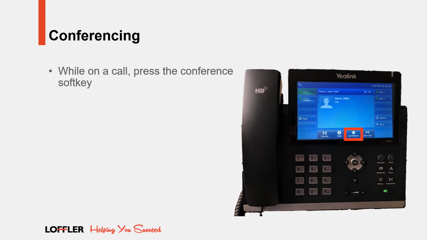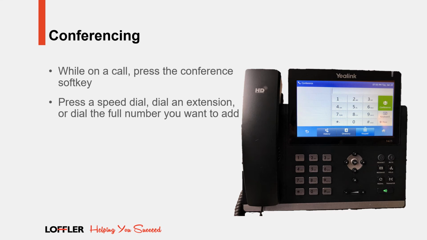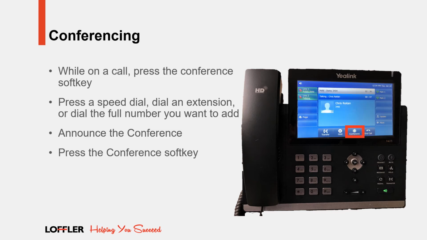To create a conference call while on a call, press the conference soft key. Press a speed dial, dial an extension, or dial the full 10-digit number you would like to add. Announce the conference to the third party and press the conference soft key to join the calls.